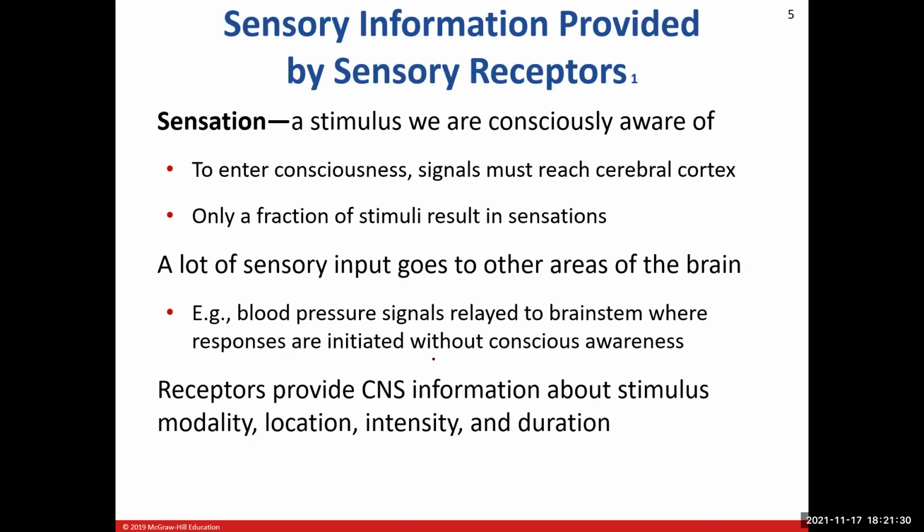So what I'd like to do now is talk about how receptors are going to provide our control center, our central nervous system, with information about a stimulus. And there's four categories in which these receptors are going to tell our central nervous system what type of information about a stimulus. One is modality. That's the type of stimulus.